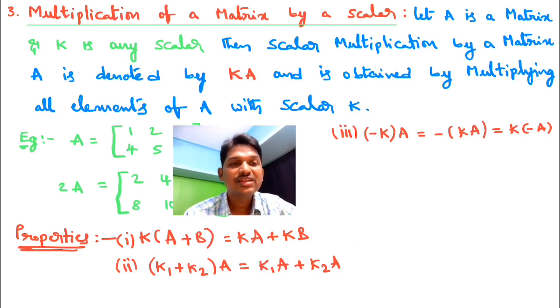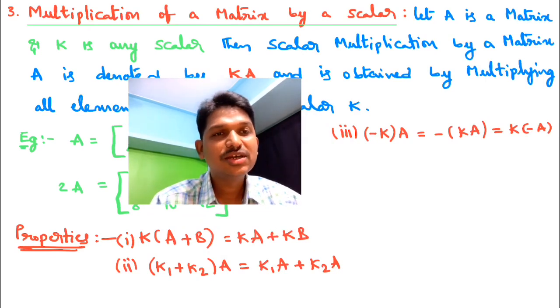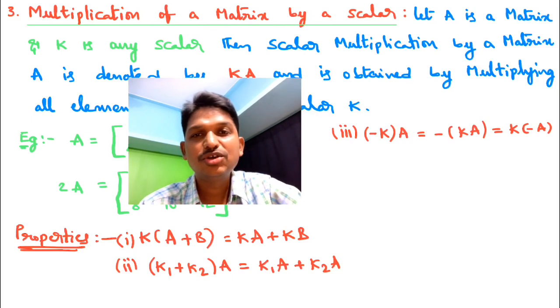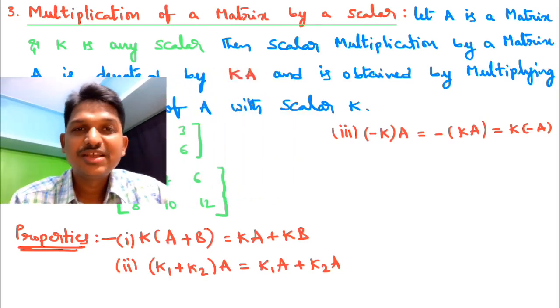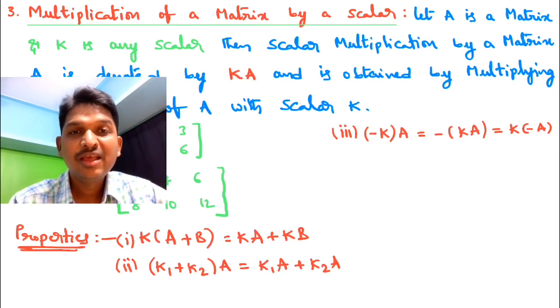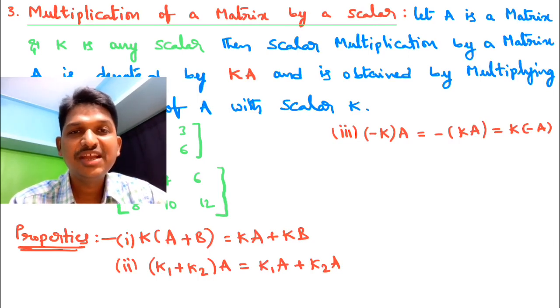So, what are the things you learned till now in this class? We learned about addition of matrices. We learned about difference of matrices. We learned about scalar multiplication of a matrix, right? Addition of matrices is what? A, B are matrices of the same order, and A plus B is obtained by adding corresponding elements in A and B. Difference of matrices: A, B matrices are of the same order, then A minus B is obtained by subtracting corresponding elements in A and B.